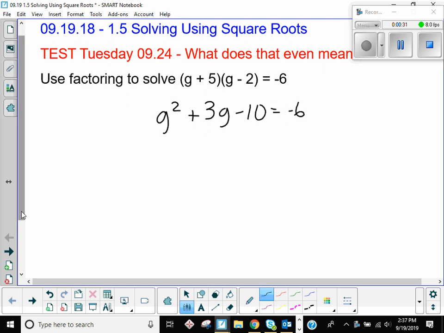And then I need to get it equal to 0, so I do what to both sides? Add 6. So that next step is g squared plus 3g minus 4 is 0. That's a trinomial. It's got 3 terms, so you can either swing that or do factor by grouping.